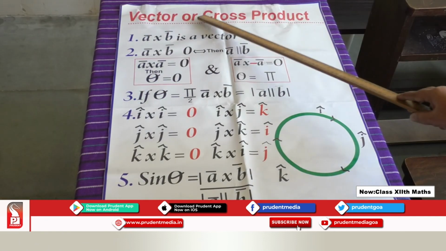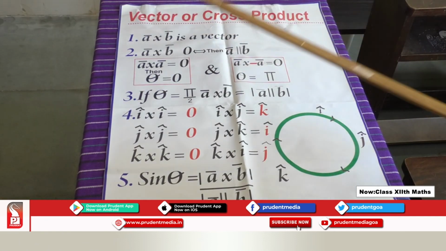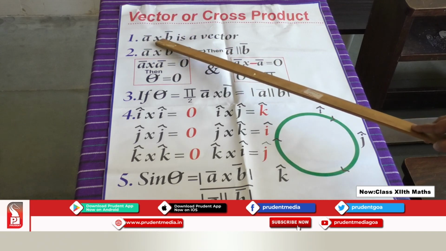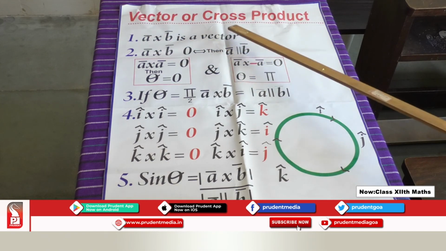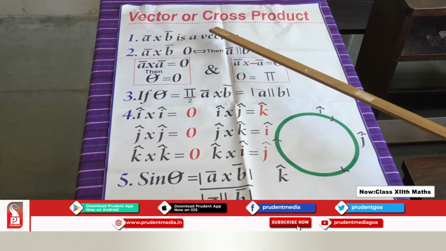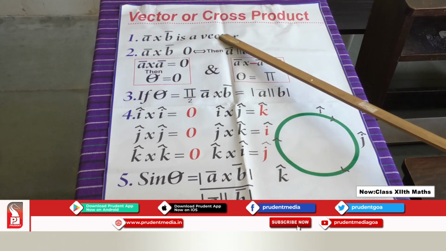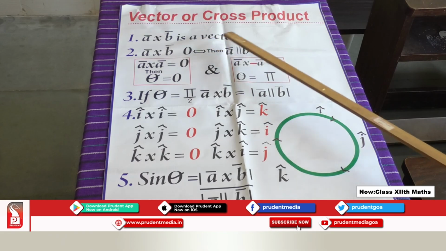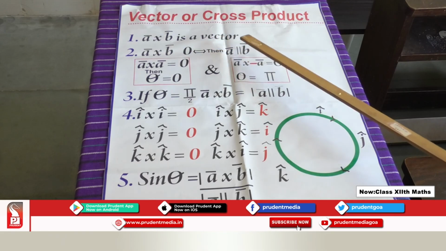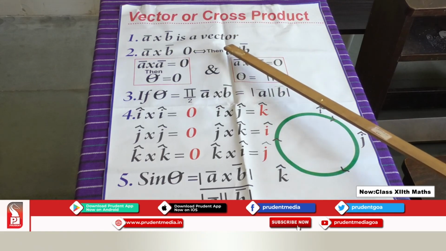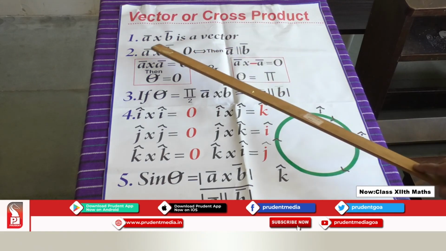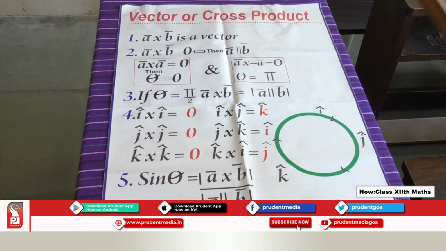See, this vector product, when you take A cross B, it is a vector. Final answer you will get as a vector, not a scalar number. You are getting it in terms of ijk, that's why it is called vector. Now when two vectors are parallel, the angle between them is 0. So you will get sin theta is 0. When sin theta is 0, the cross product is 0.